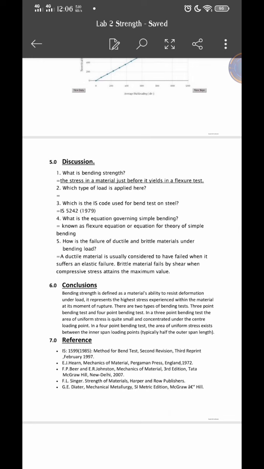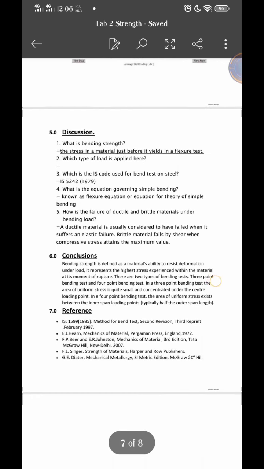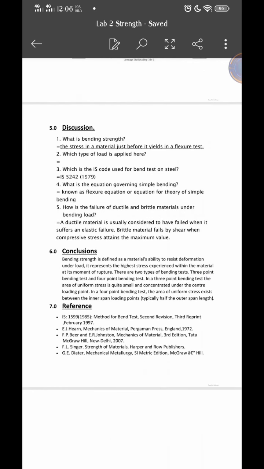Brittle material fails by shear when compressive stress attains the maximum value. And 6.0 is my conclusion.